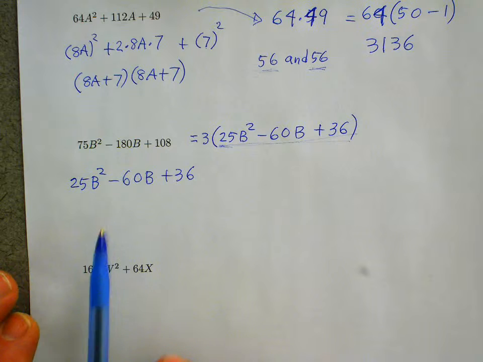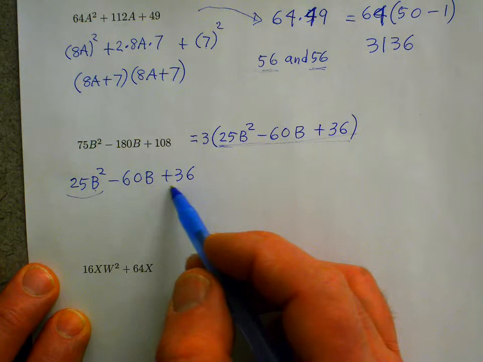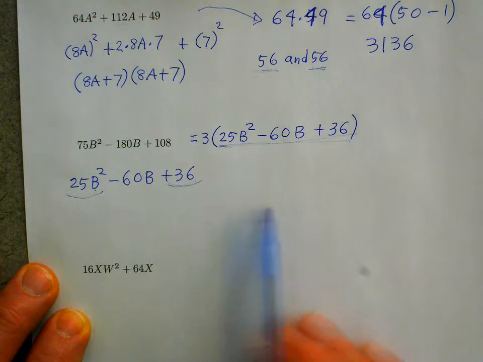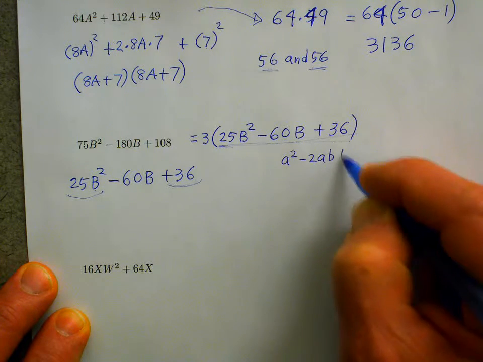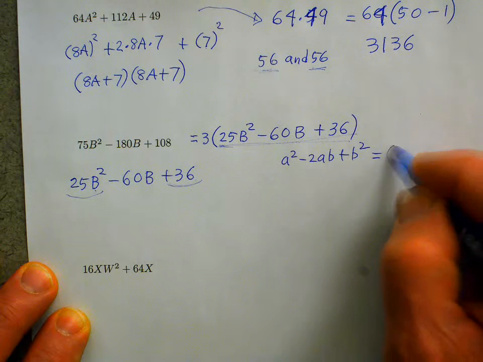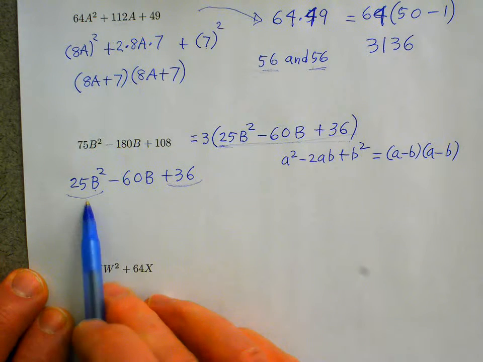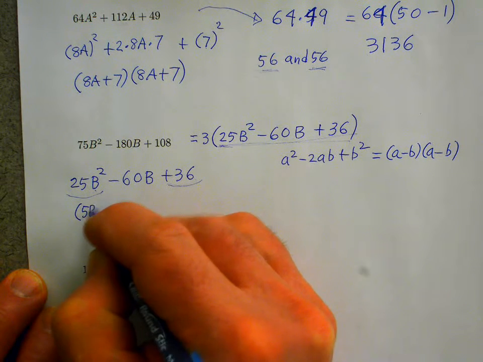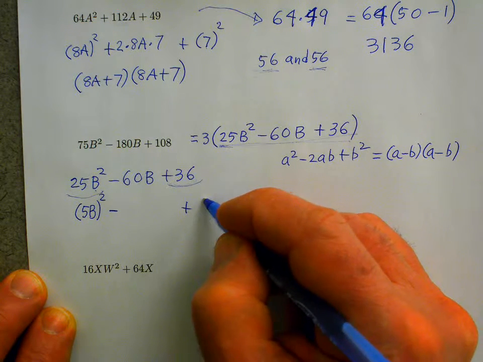So we might wonder if this is a perfect square trinomial, because the term on the left is a perfect square and the term on the right is also a perfect square. If it is a perfect square trinomial, then it has this form, a to the second minus 2ab plus b to the second, and the two factors will be a minus b times a minus b. The term on the left, 25b to the second, is the same as squaring the term 5b. And the term on the right, 36, is the same as squaring 6.